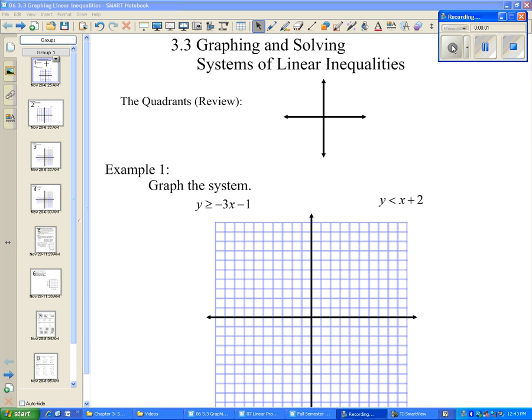So this is Chapter 3, Section 3, Graphing and Solving Systems of Linear Inequalities. The first thing we want to do is talk about the quadrants. So I have 4 quadrants drawn up here. The upper right-hand corner quadrant, what quadrant is that? That's quadrant number 1.